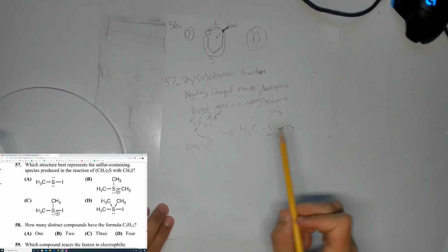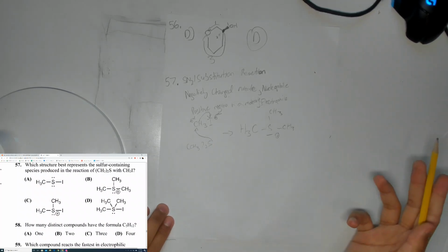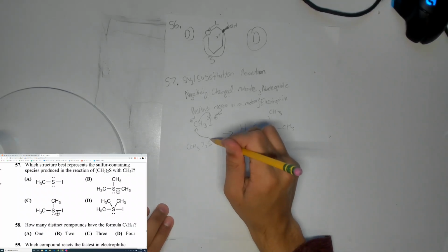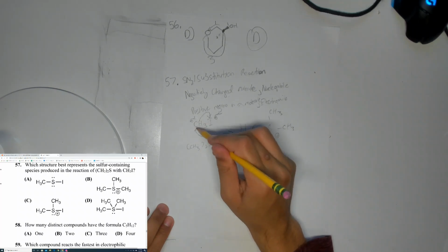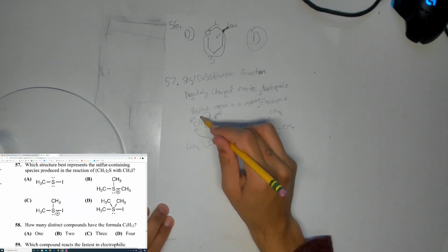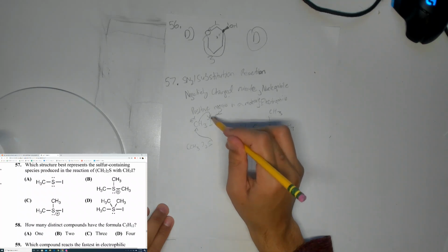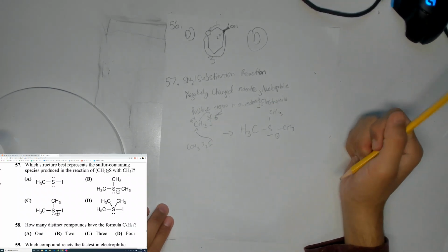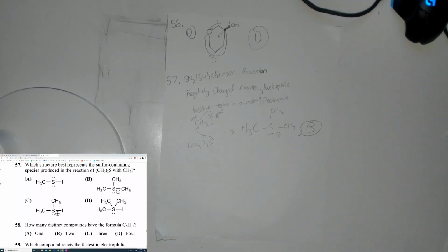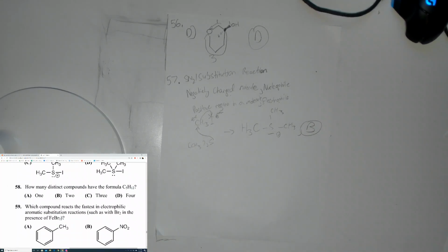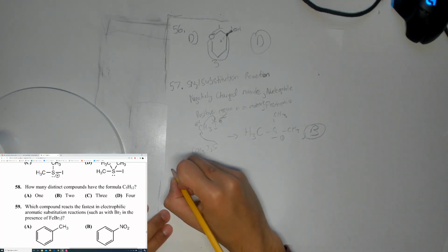Right? So essentially what happens is the nucleophile gets attracted to this positive CH3 group in the CH3I molecule, and this drives out the iodine, and then you get the final molecule, which is B, and that's your answer. Moving on to 58. 58 is a pretty easy problem.